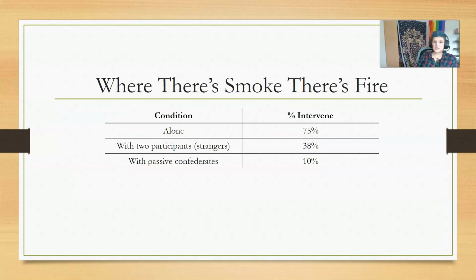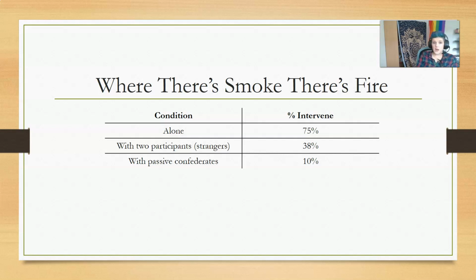There were 3 conditions: whether the participant was alone, whether the participant was with 2 strangers who were also participants, or whether the participant was with 2 passive confederates, so fake participants, who were acting for the purpose of the study. So, the participant entered the room either with other participants or with fake participants, and they sat down and waited for the study to start. What they didn't realise was that the study had already started, and slowly the room started to fill with white smoke.